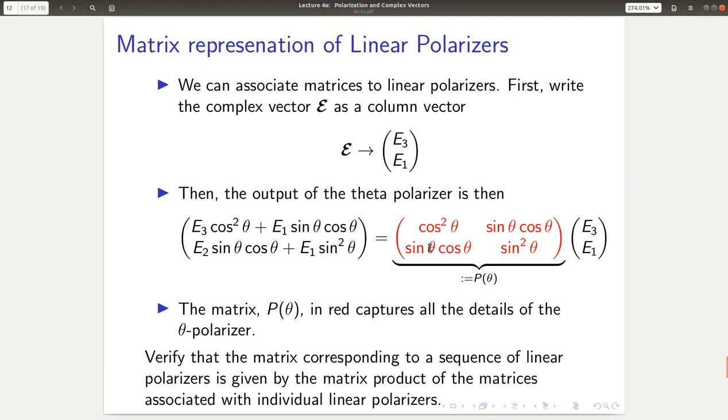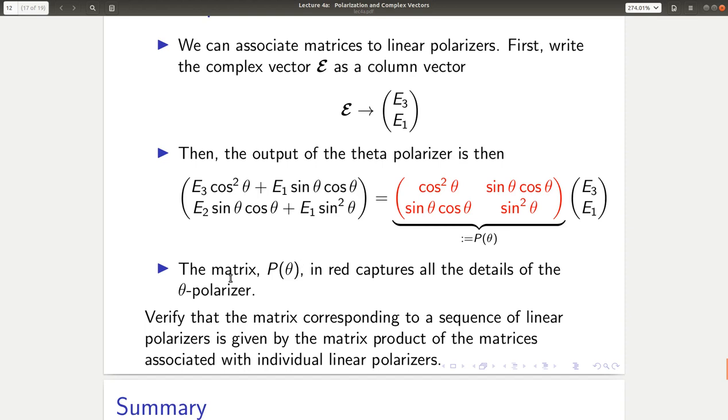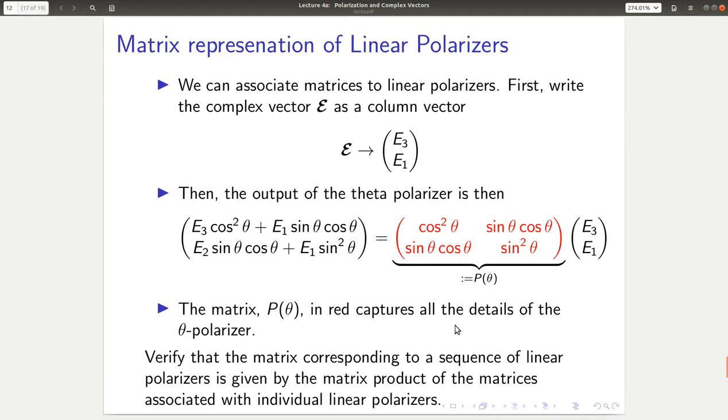But now we can write this as a matrix, which I indicate in red, acting on the original vector. Let's just call this matrix P of theta. So P of theta is a 2 by 2 matrix, which tells you what the output is if you pass a general polarization through a filter to a theta polarization. The matrix P of theta in red captures all the details of the theta polarizer. So if you give me a polarizer, I can associate a matrix with it.